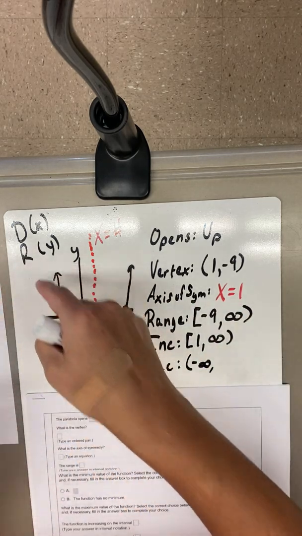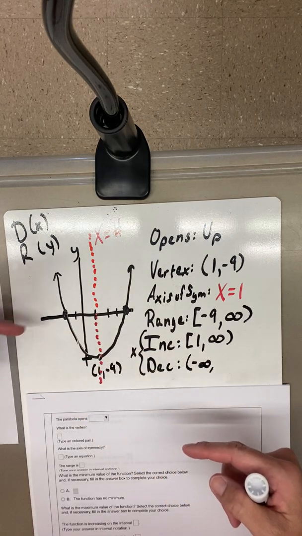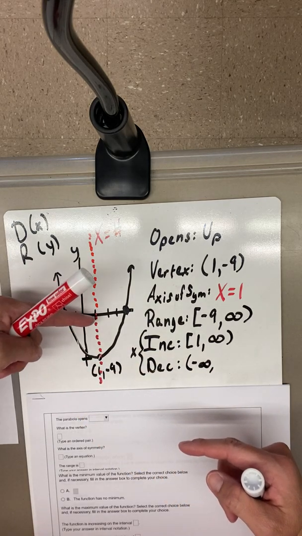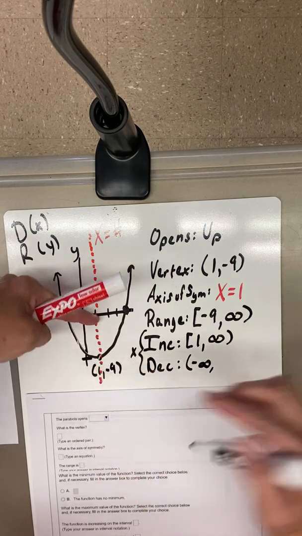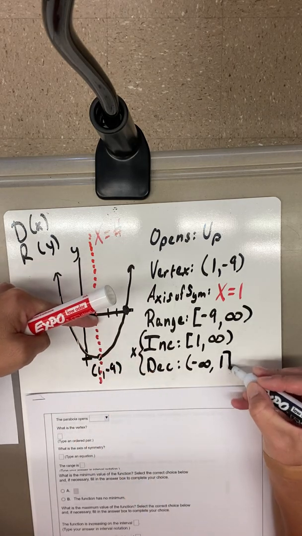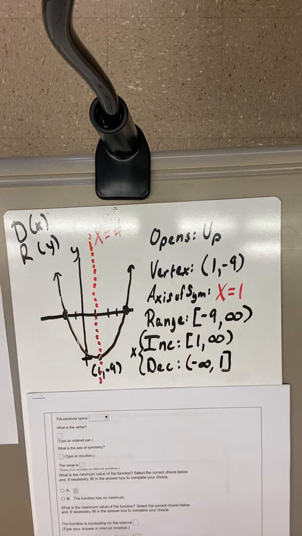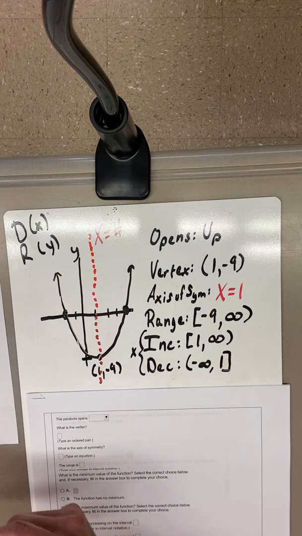And then, so here's x. So from negative infinity all the way to 1, the graph is decreasing. All right? The question wants to know, it's asking, is there a minimum or a maximum?